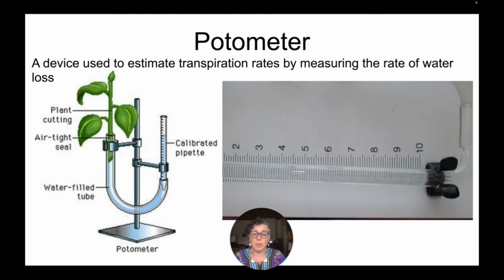So this potometer is a tool that's used to estimate transpiration rates by measuring the rate of water loss. And so the higher the rate of water loss, the higher the rate of transpiration. It's the dependent variable in an investigation. So our independent variable either would be temperature or would be wind speed.